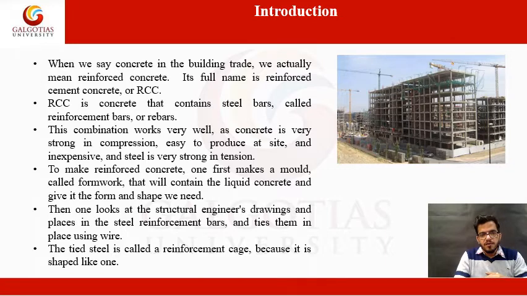To make reinforced concrete, one first makes a mold called formwork that will contain the liquid, the semi-liquid concrete, and give it the form or shape we require. Then one looks at the structural engineer's drawing and places in the steel reinforcement bars. So the calculation of the number of reinforcement bars and the diameter of the reinforcement bars is done by the use of engineering drawings or the working drawings, and finally those steel bars are tied together using wire. The tied steel is called the reinforcement cage because it is shaped like one.